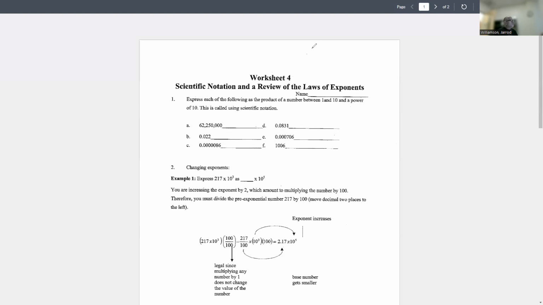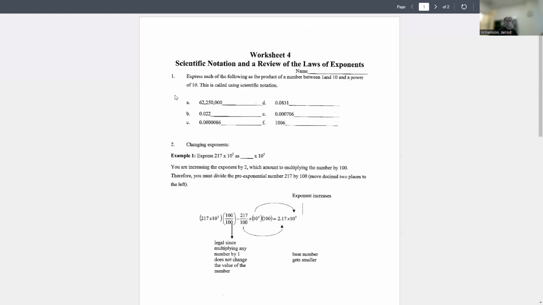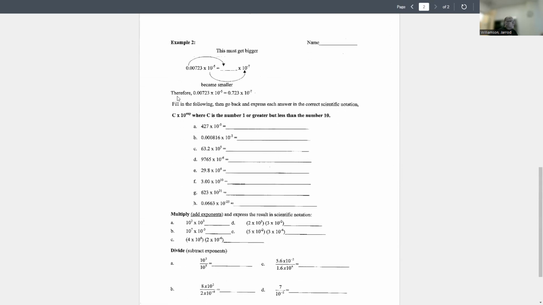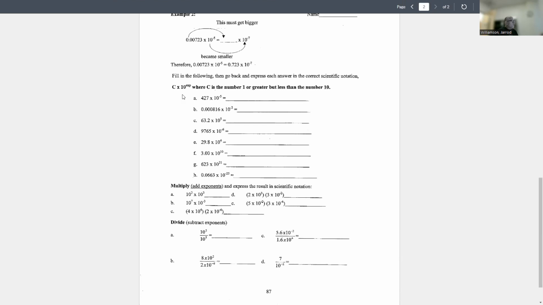Let's clear those out and scroll down to the next problems. Fill in the following, go back and express each answer in scientific notation. All right. So for this one, I need to make this number 2 decimal places smaller, 4.27. I need to make this 2 decimal places bigger, times 10.